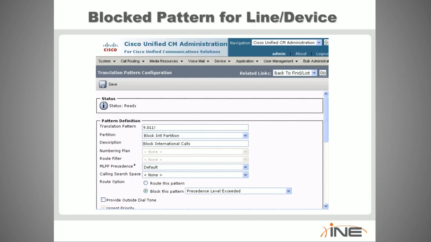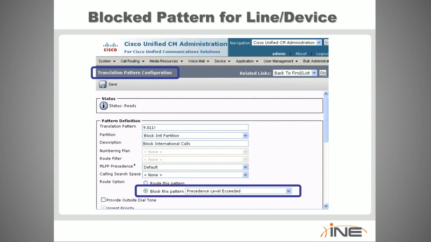So let's take a look, first of all, at an example of the configuration and then the savings that will net us. So here's a translation pattern. Here we've got the actual pattern of 9.011. It's in a partition that is inside of a CSS that's applied to the line, and it's not a routing pattern, but it is a blocking pattern.